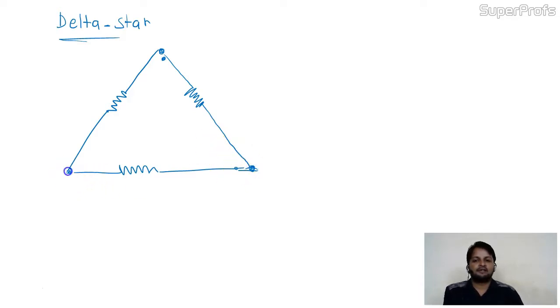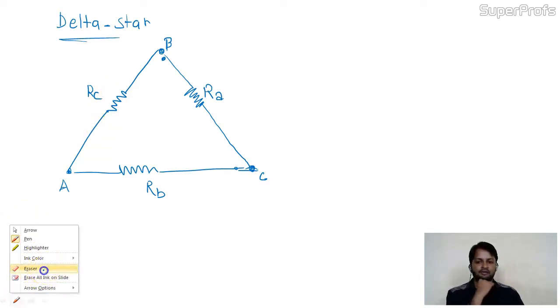This is the delta circuit. Points A, B and C. Here this one is the RA, this RB, this RC. And my task is to convert this delta combination into star.